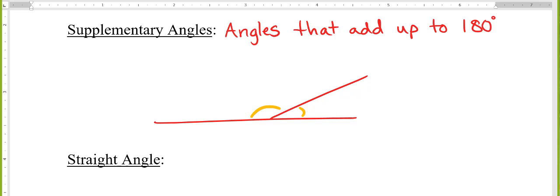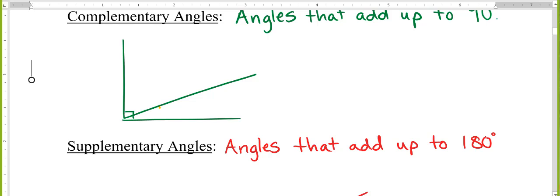So quick review, complementary. This angle plus this angle would equal 90 degrees. So I'm going to go draw that in. If you had X degrees here and Y degrees there, you would say X plus Y equals 90.